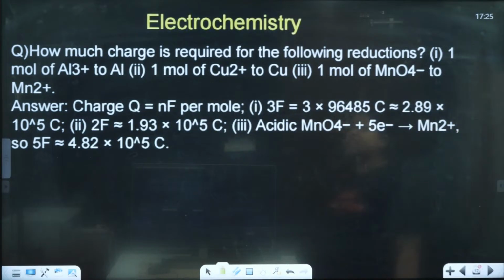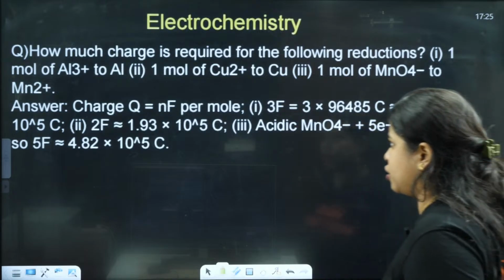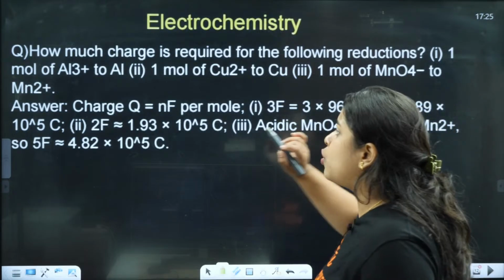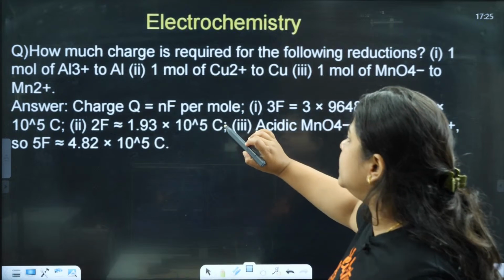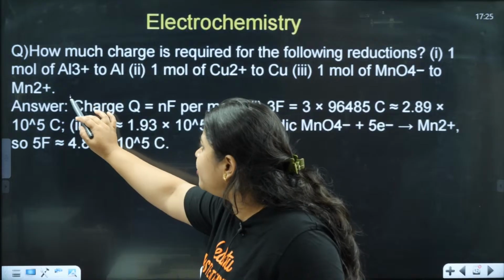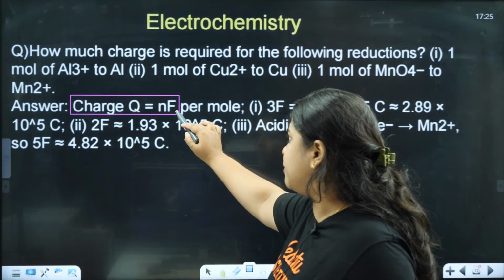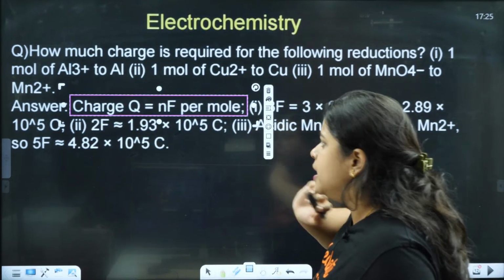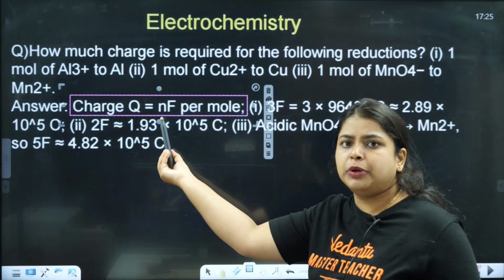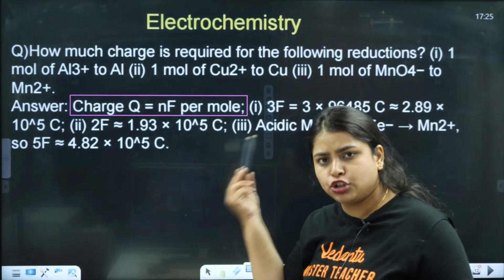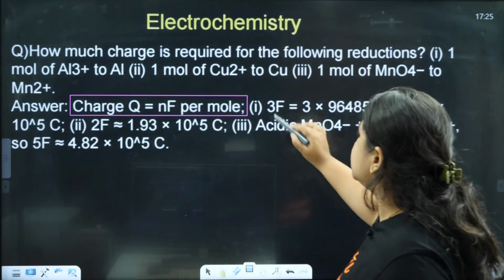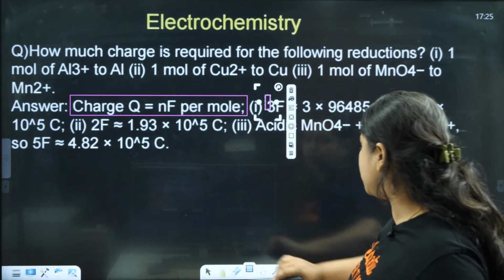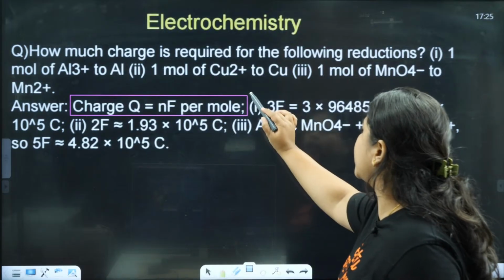How much charge is required for the following reduction? First one is 1 mole of Al3+ to Al. If charge Q is going to be nF per mole, at least this we know. Charge Q is equal to nF. I have already explained it in detail, go check it out in our channel. Use the formula to find the answer.